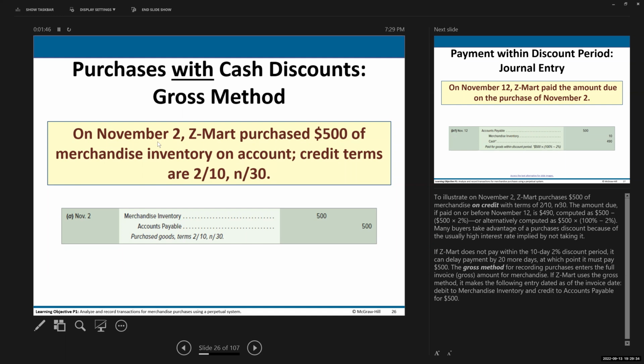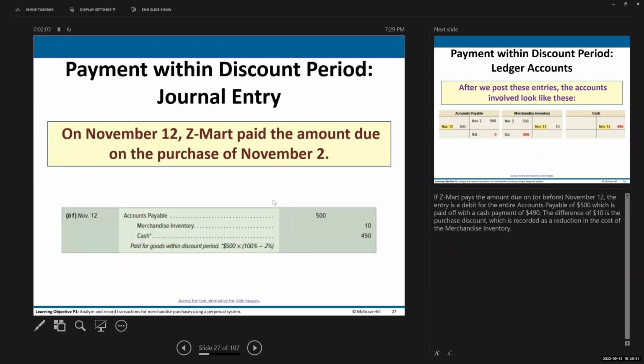Just keep that in mind. But right now, we don't really care because we're just going to record it at the full 500. So debit, merchandise inventory, 500, credit, accounts payable, 500. Now, we're going to pay within the discount period. And we said that it has to be by November 12th. And we did pay it by November 12th. So we're going to take the discount. Okay, so what do we do? We panic. No, we don't. We don't panic.